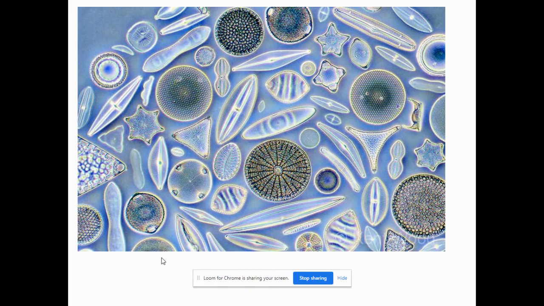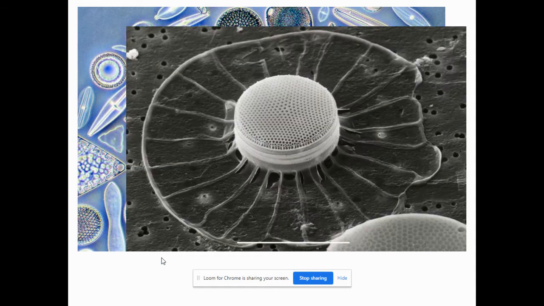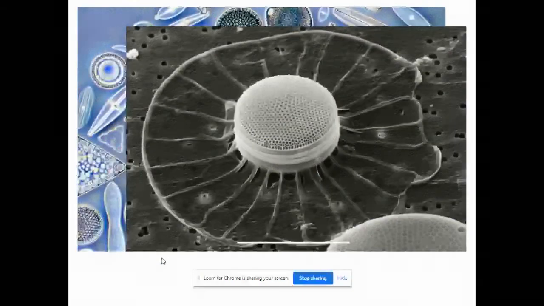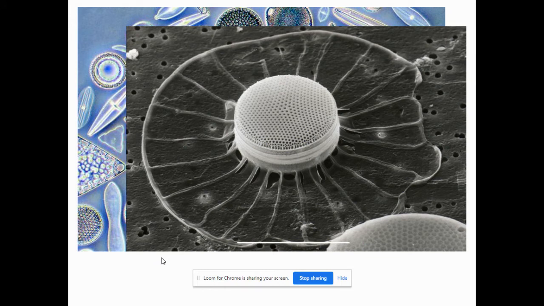Right, so here is an image from a light microscope. These are various species of diatoms. And then here is an image from an electron microscope. Electron microscopes have a better magnification than light microscopes. All right, so they can see smaller things at a much more magnified level.